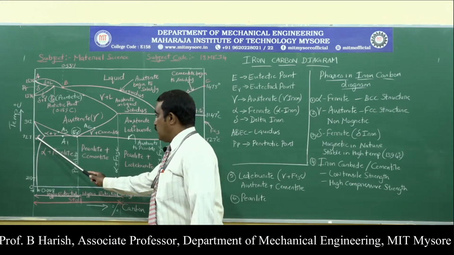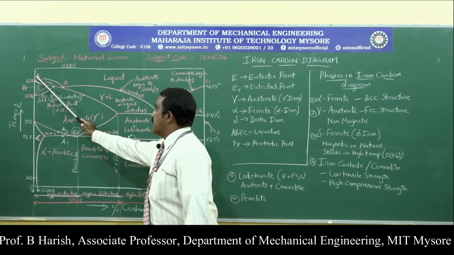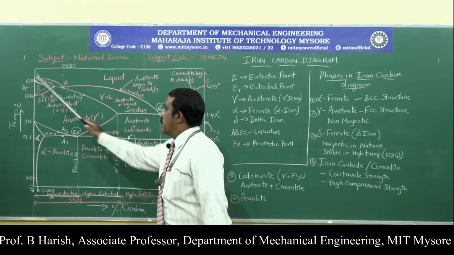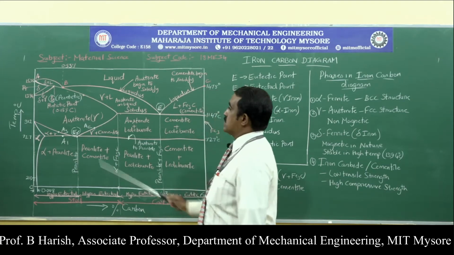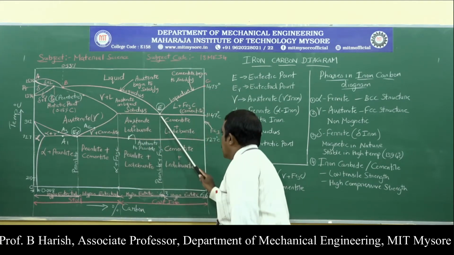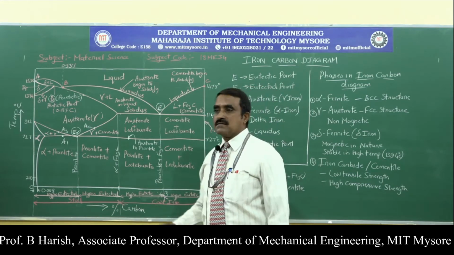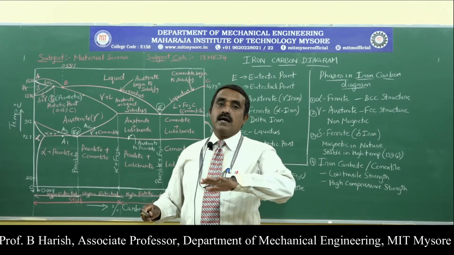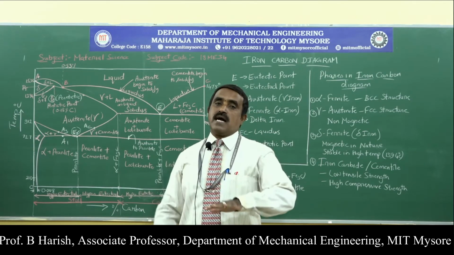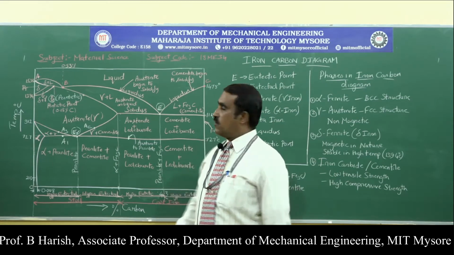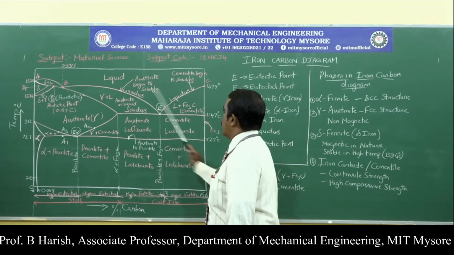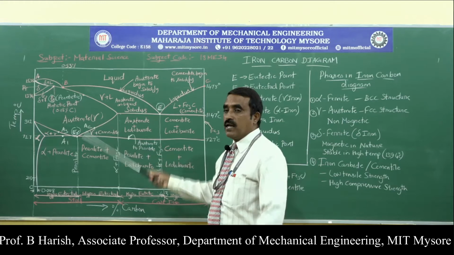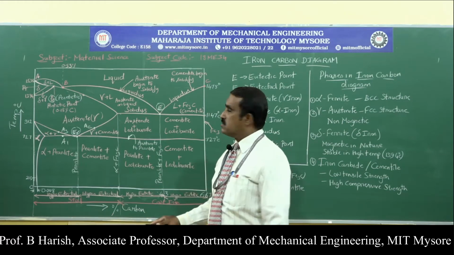Next, you can see these are the different forms. The line A, B, E, C is called the liquidus line. So this curve that we can see is called the liquidus line. The liquidus line is the line up to which the material will be in liquid state, or the point from which solidification starts. So above this portion it will be liquid. From here solidification starts, where the phase change occurs from liquid to solid.